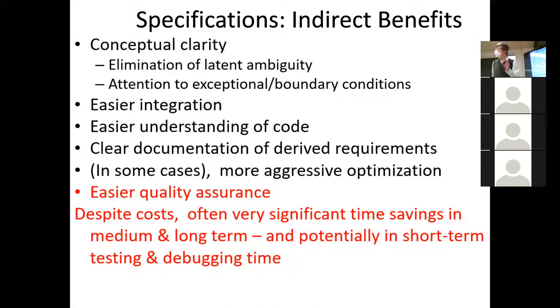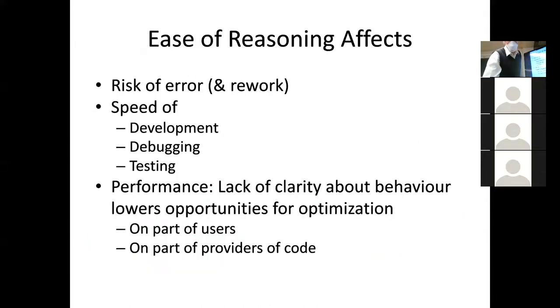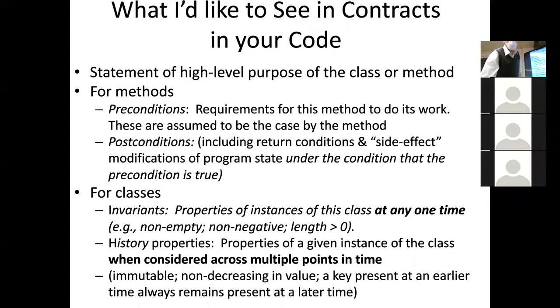They spread knowledge around the group. So rather than everyone in the group having to talk with the developer of that component every time they're going to do something, they can just use the contracts. So it's great stuff, and it lowers risk of error and enhances speed of development, debugging, testing, et cetera. For debugging, it's great because you know what this thing is supposed to guarantee.